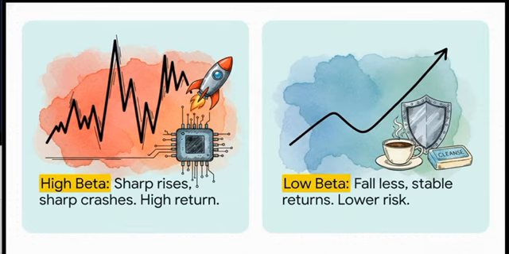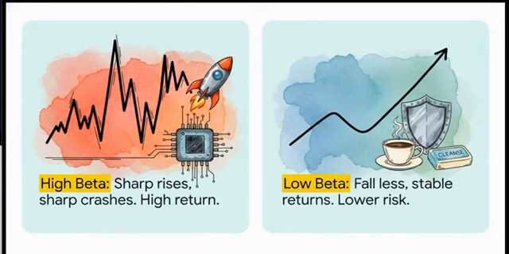High beta tech names, your Teslas, Nvidias, and Metas, are hypersensitive to market swings. Back in the crazy bull market of 2021, they rose incredibly fast and delivered massive returns. But when interest rates hiked in 2022, those high beta stocks crashed hard. Investors demanded higher risk premiums for the pain of holding them through that turbulence.